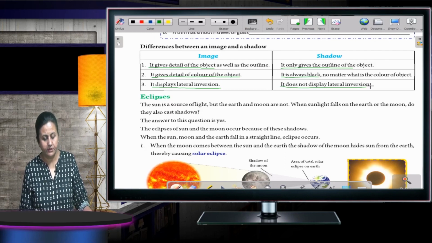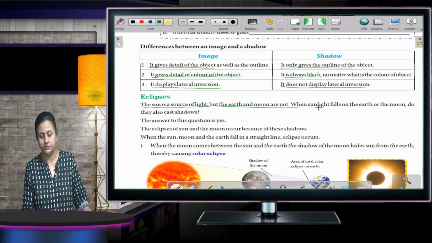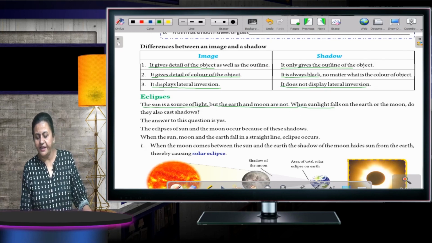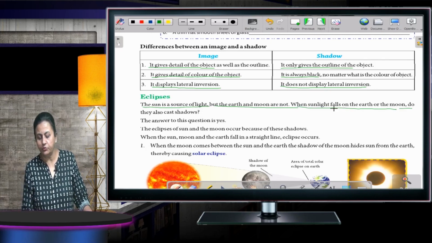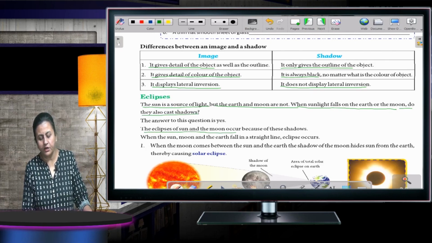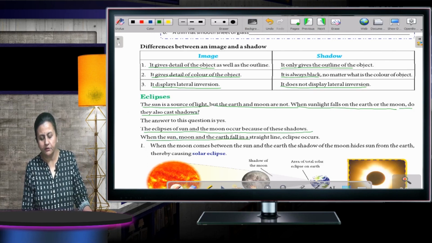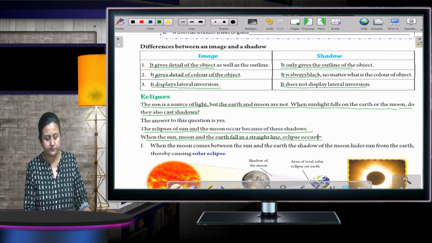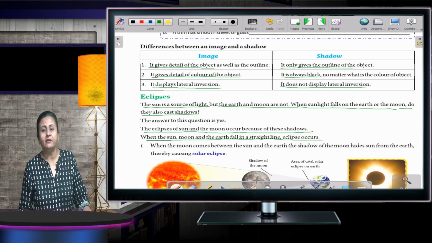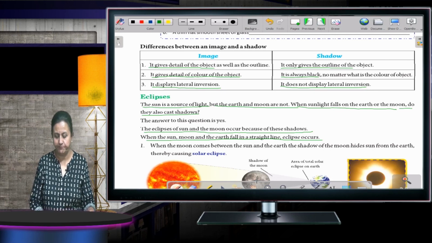Now, what are eclipses? You all know the sun is a source of light, but the earth and the moon are not. When light falls on the earth or the moon, do they cast shadows? Yes. The eclipse of the sun and the moon occur because of these shadows. When the sun, the moon and the earth fall in a straight line, an eclipse occurs. When do we have an eclipse? Whenever all these three, the earth, the sun and the moon, come in a straight line, you can find an eclipse is there.